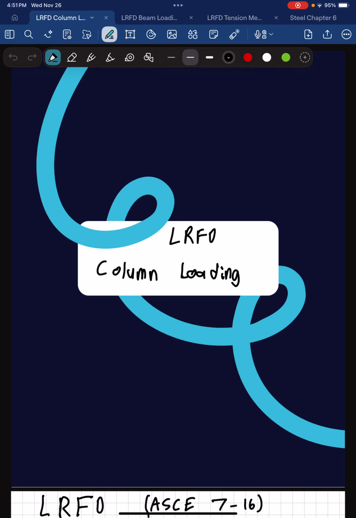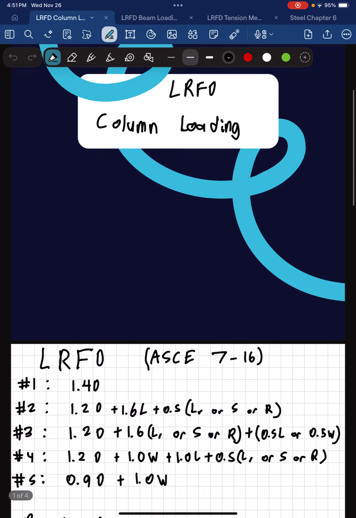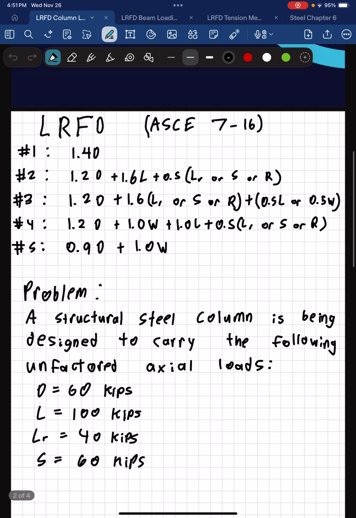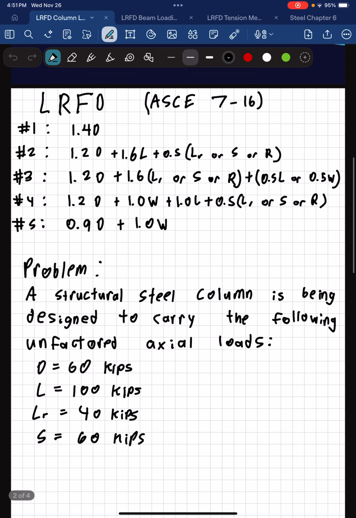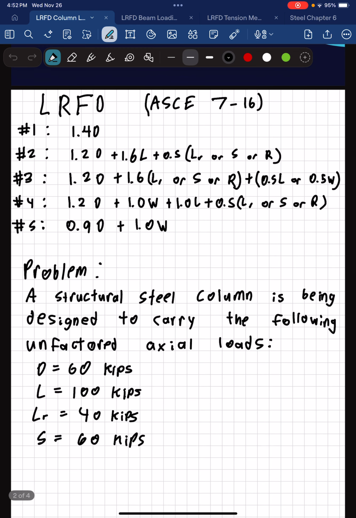Alright everybody, today we're going to be talking about LRFD column loading. In previous videos we've discussed LRFD loading combinations and how we can use them to figure out the loading on a roof, but today we're going to look at a column loading situation and see how that slightly changes things.